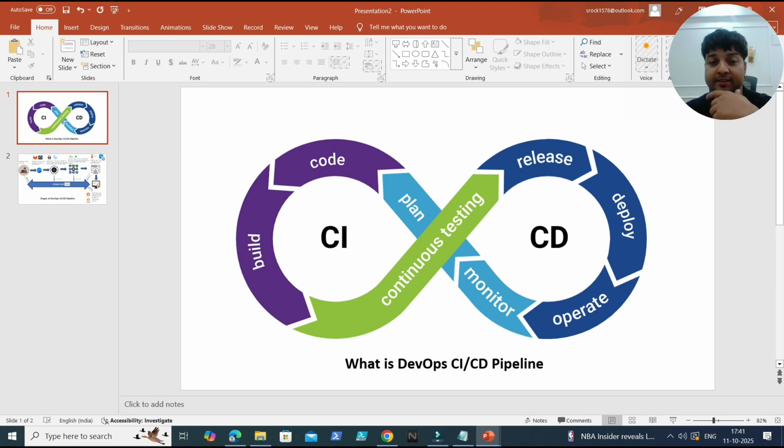So let's get started. Before we dive into the CI/CD concept, let's take a step back and understand DevOps. DevOps is simply a culture. It's a way of working where the development team, the developers, and the operations team, which is the ops team, work together instead of working in silos. In the traditional setup, developers used to write the complete code and then hand it over to the operations team to deploy and do the testing, which was causing delay.